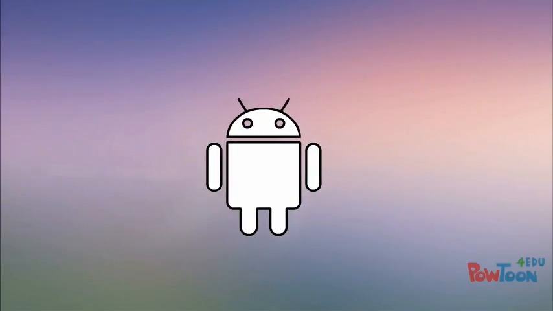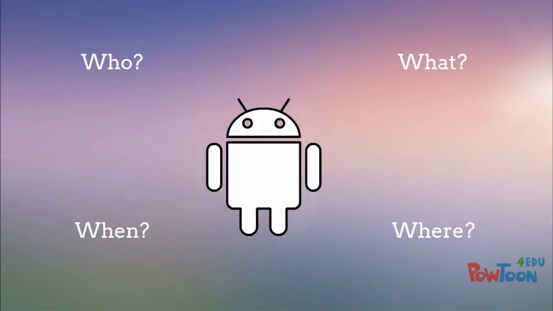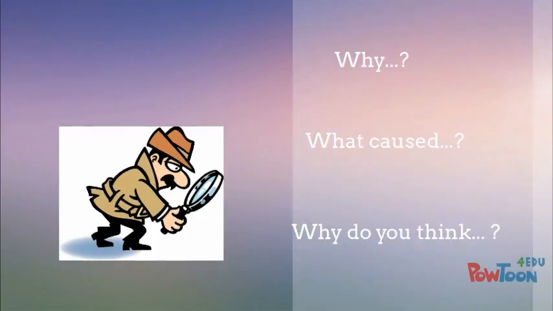The first level of thinking is that of a robot. A robot asks questions like who, what, when, and where. The second level is thinking like a detective. Detectives ask questions like why, what caused, and what do you think?